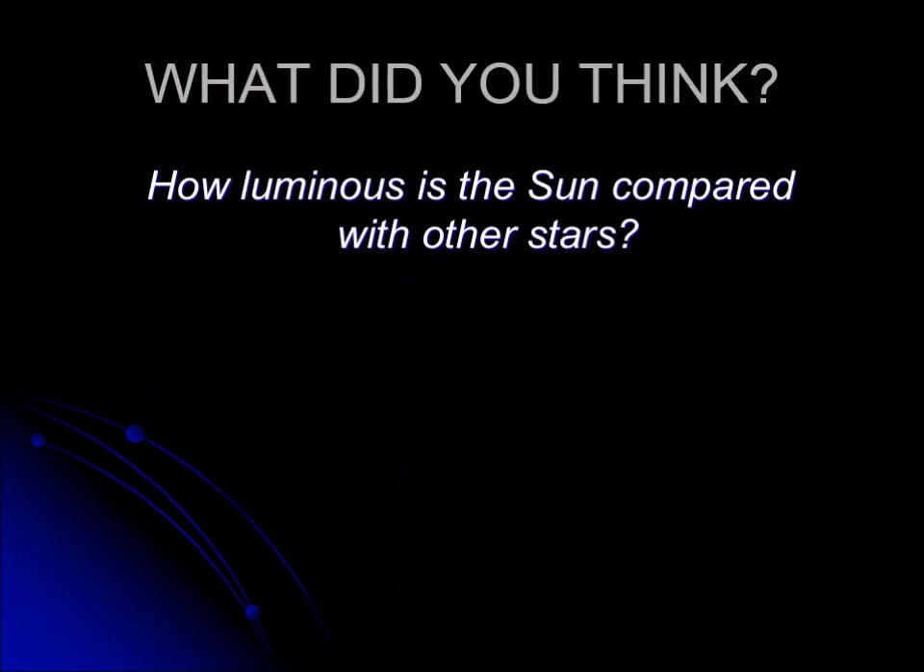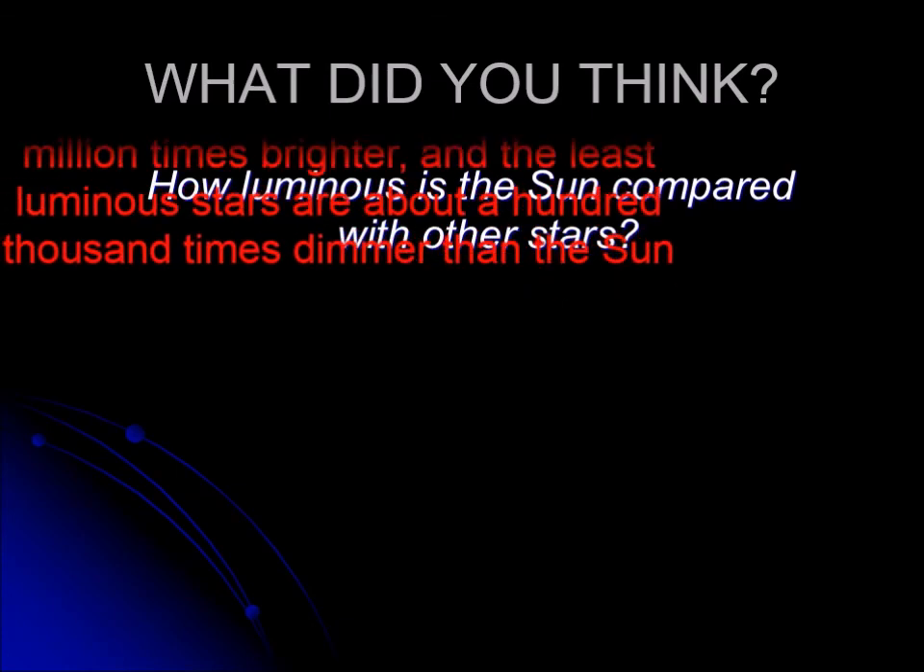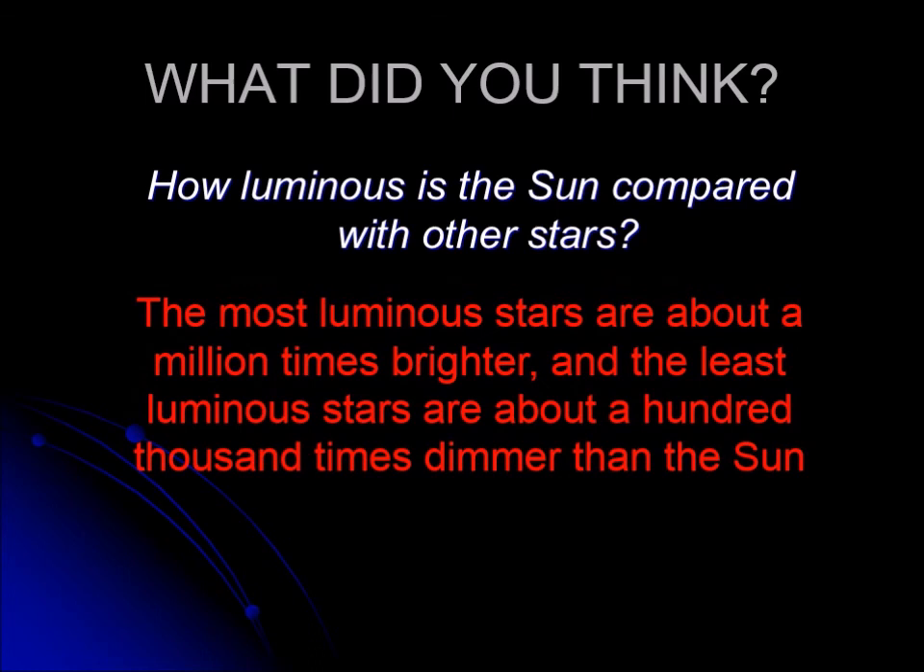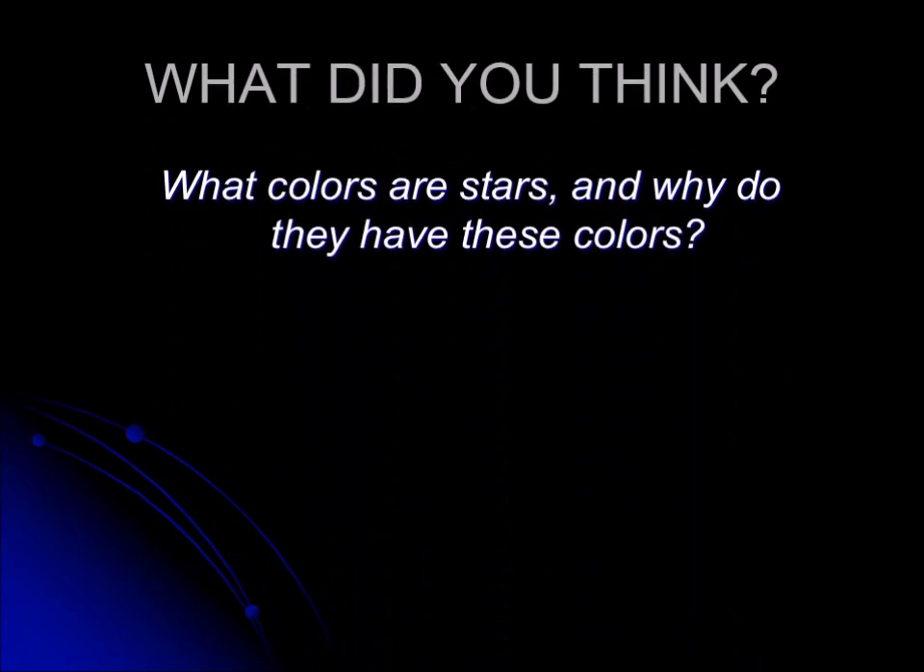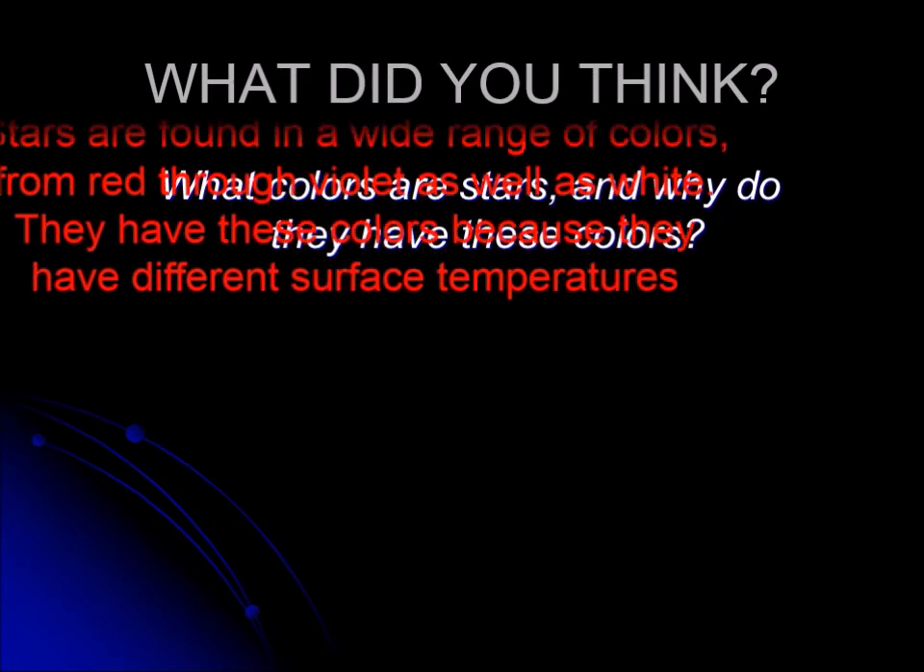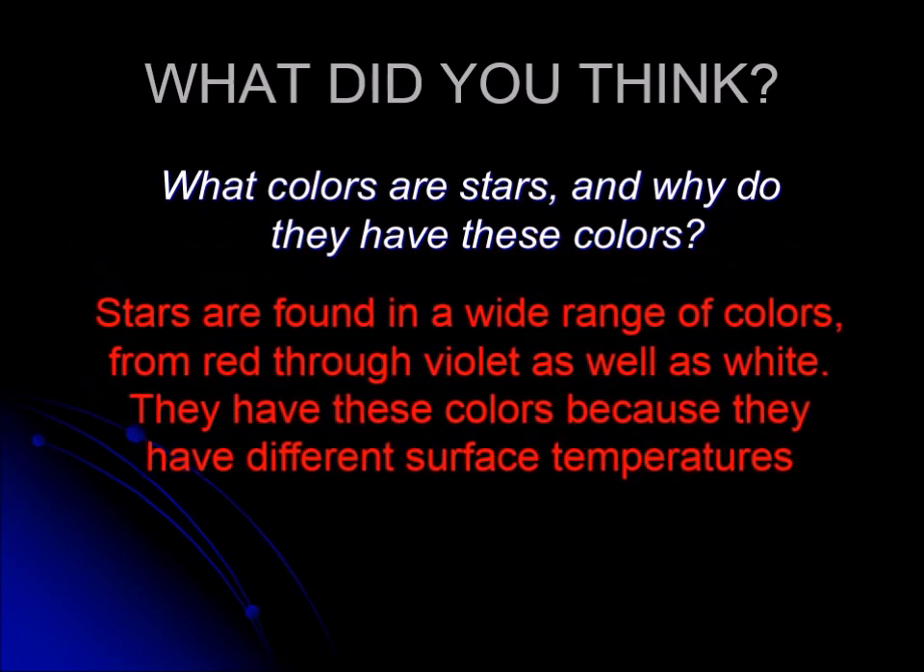How luminous is the Sun compared to other stars? Well, it's exactly in the middle. So the most luminous stars are about 1 million times brighter, and the least luminous stars about 100,000 times dimmer than the Sun. So we're right in the middle. What colors are the stars and why? Well, we found a lot of different colors, and they have to do with the surface temperature of the star.